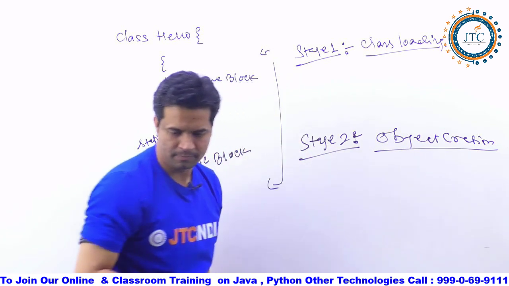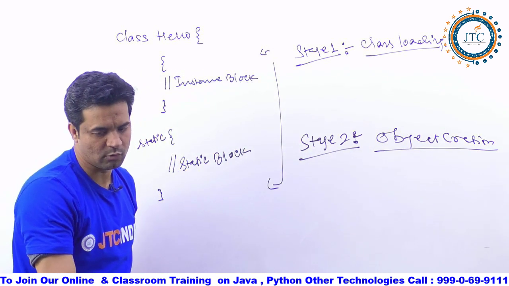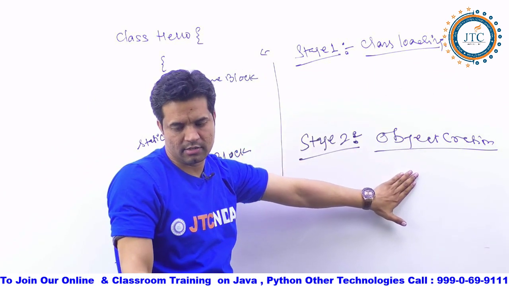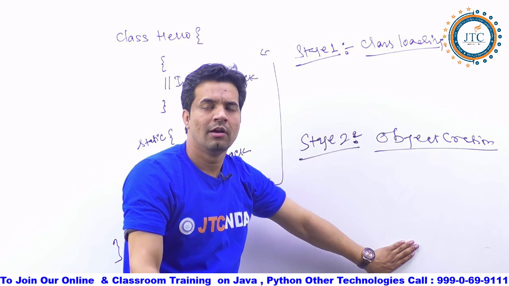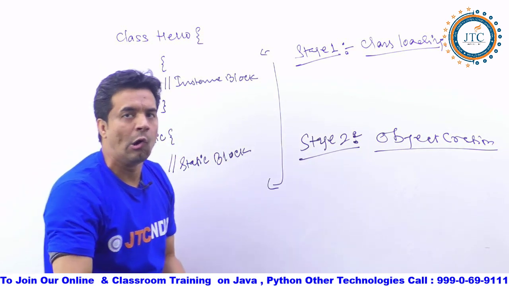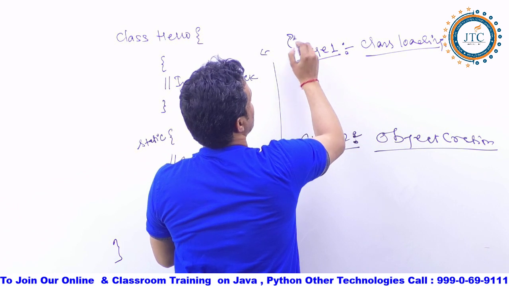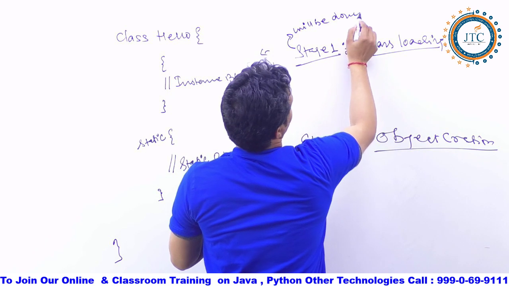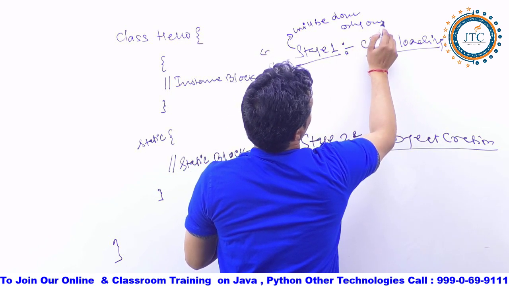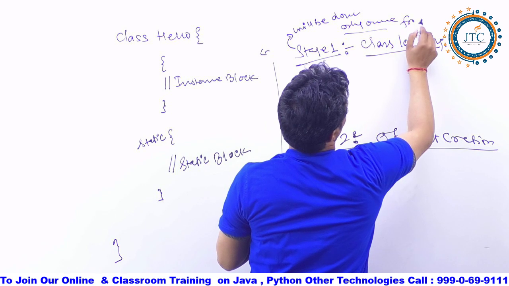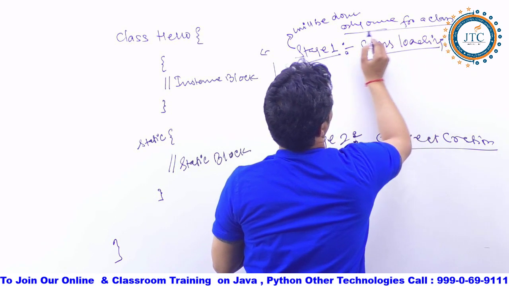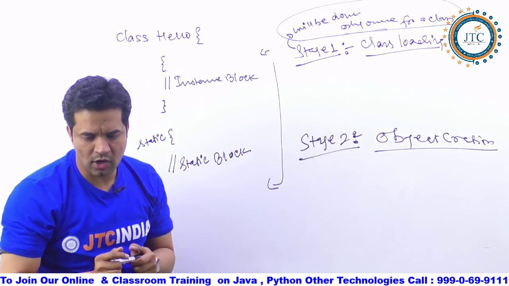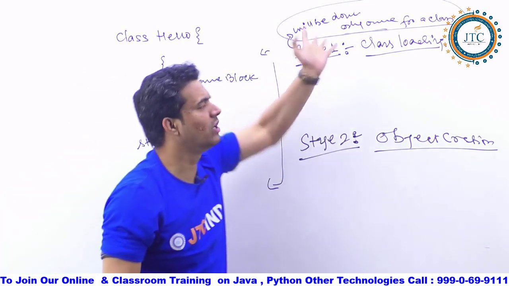Creation. Are you getting my point? These two stages we have divided. One is class loading. Second one is the object creation. Is it okay? Now in these two stages, stage number 1 will be done only once for a class. It will be done only once for any class you have. So stage 1 will be done only once.